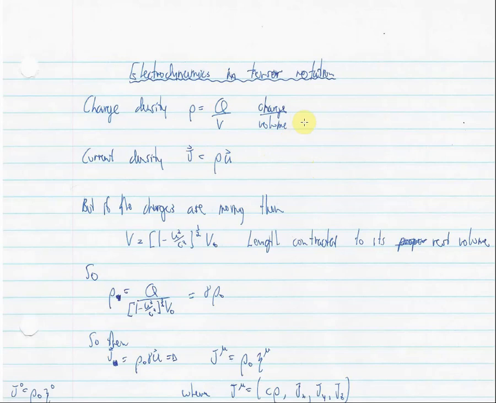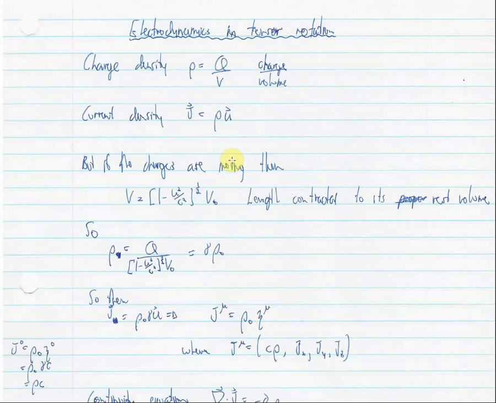So what we have is a scalar. The charge density is simply the charge divided by some volume. And the current density, of course, is the charge density times some velocity. So we already know that before. We've learned that many chapters ago, I guess even in electromagnetic theory.